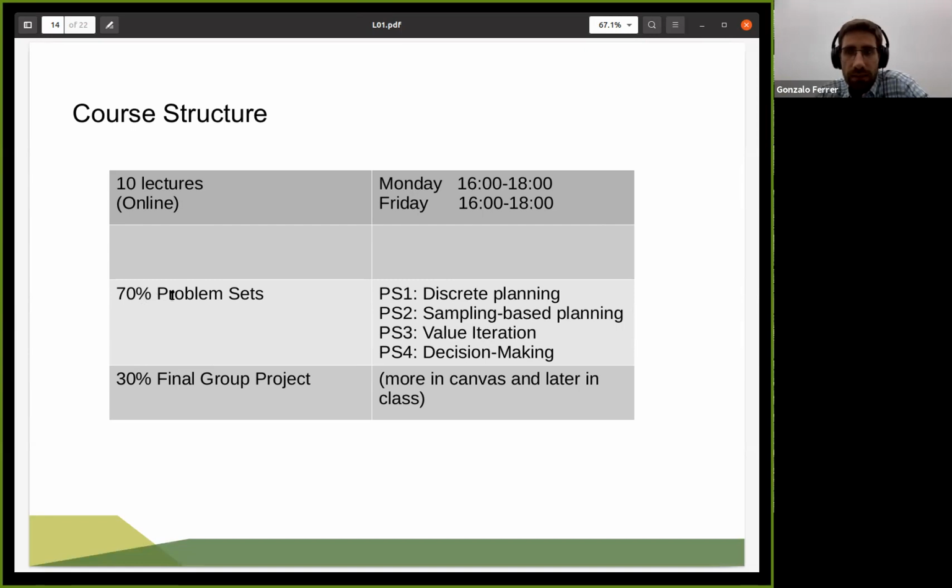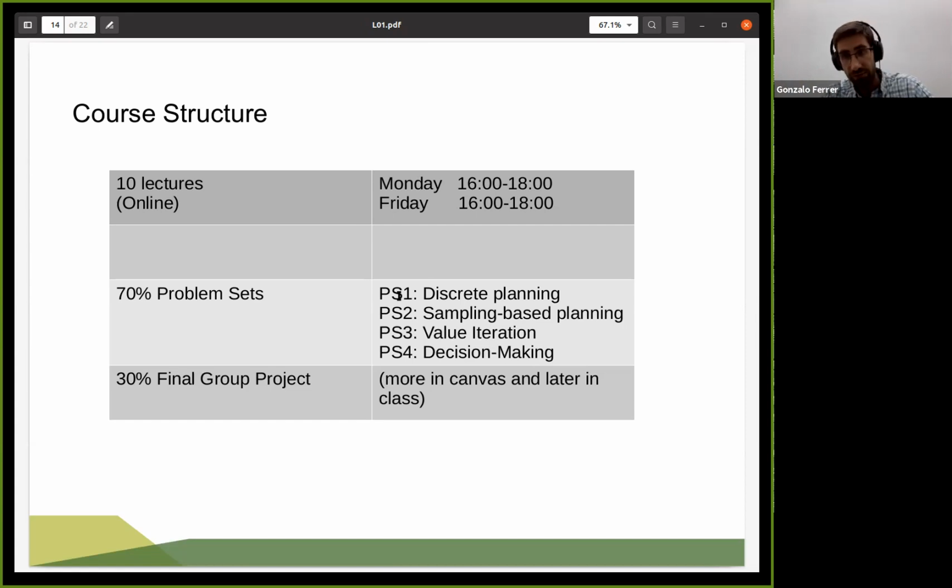Most of the contribution is going to come from problem sets, right? So in this case, we'll have 4 problem sets. Have in mind that this is a 3-credit course, right? So it means that the load from your side is not going to be superior to 80 hours, maybe, including classes and all this. So that means that problem sets are not going to be super heavy, right?